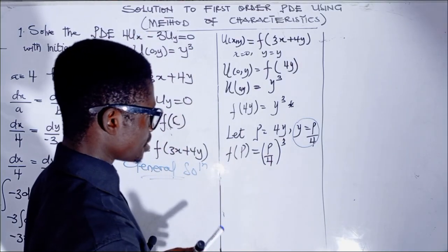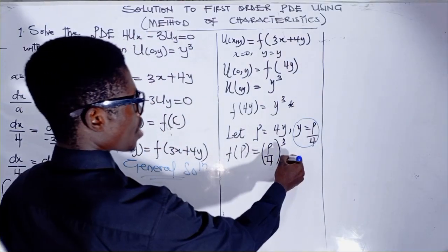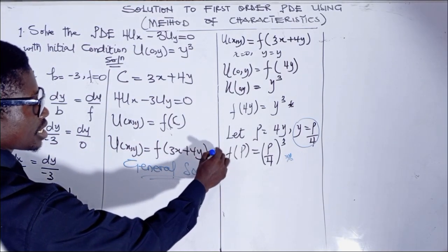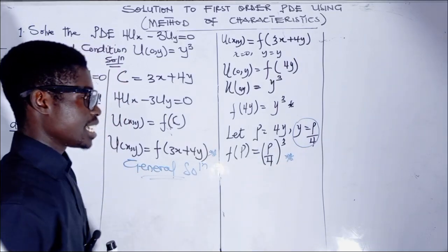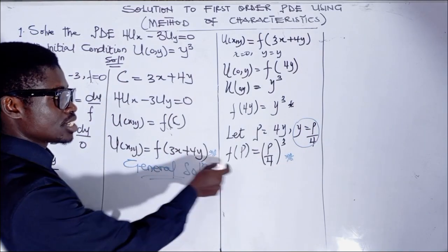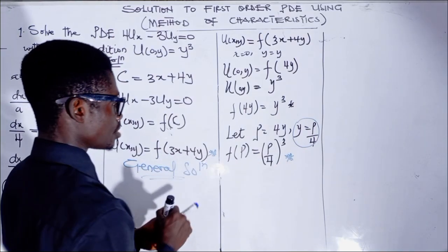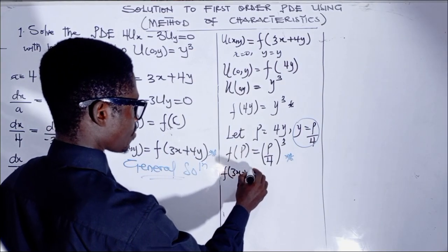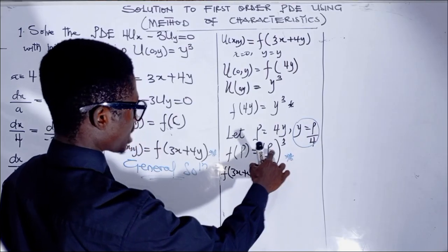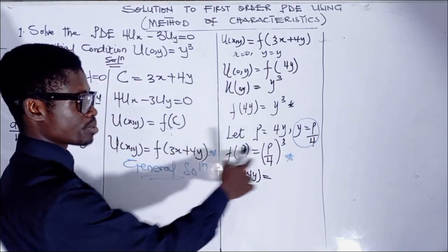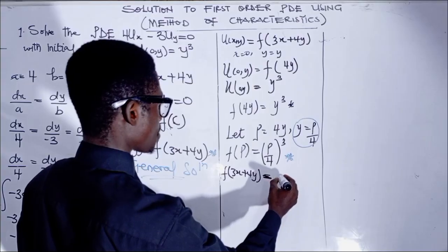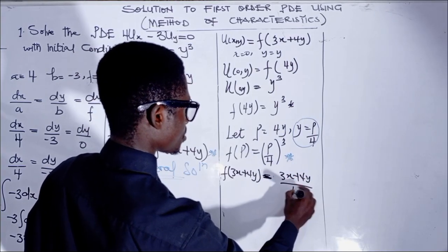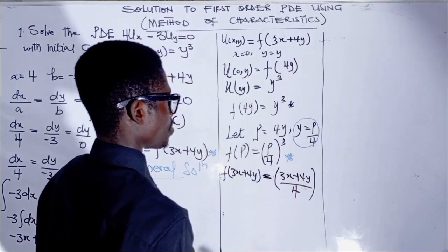Now at this very point, what we are going to do is go back to the general solution. So this is the general solution. We come back here, we go back to the general solution, and then we pick what is in the function to replace the p. So we are going to have 3x plus 4y is equal to, we are picking what is in the general solution here to replace p. So we are going to have 3x plus 4y all over 4, and all of this is raised to the power of 3.